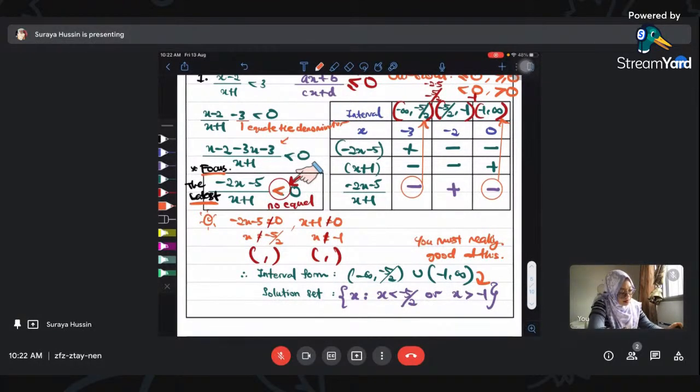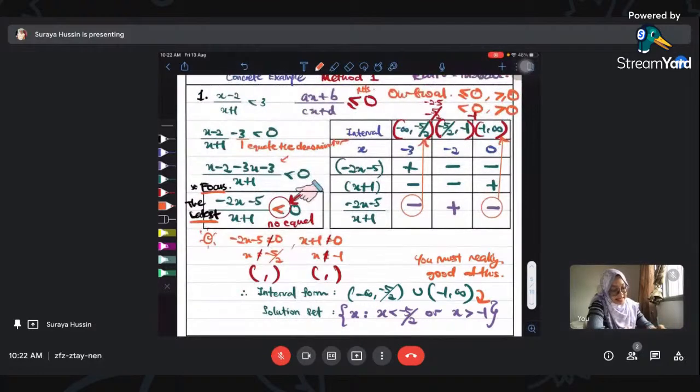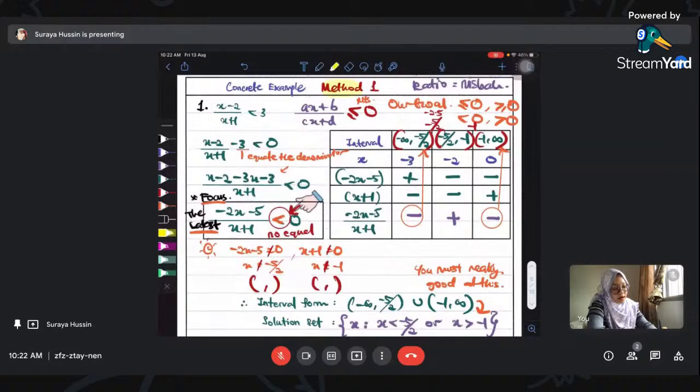So now, let's move on to the next one. Okay, you must remember, this is what we call method 1. This is method 1, guys. I have another method that I want to show you, but actually the second method is not very different. So let's go to method 2. Your answer should be the same, of course.